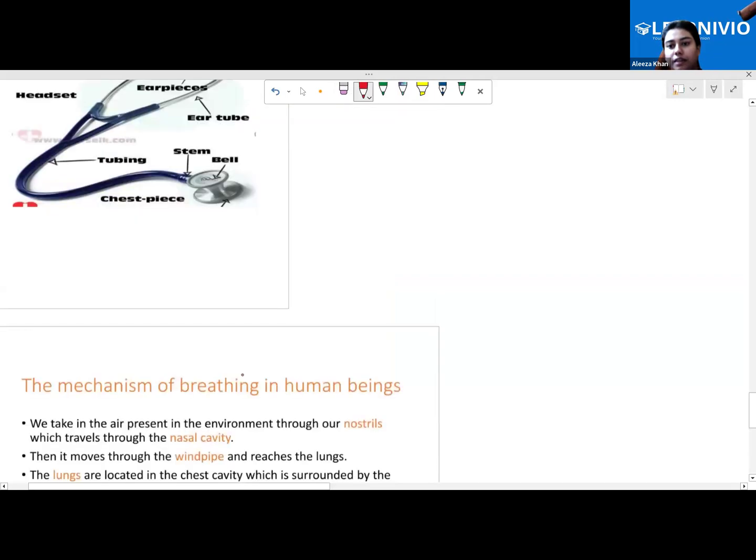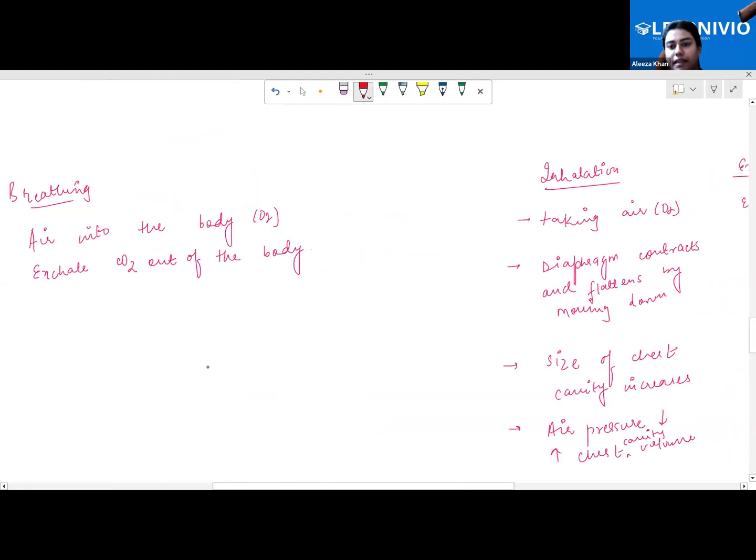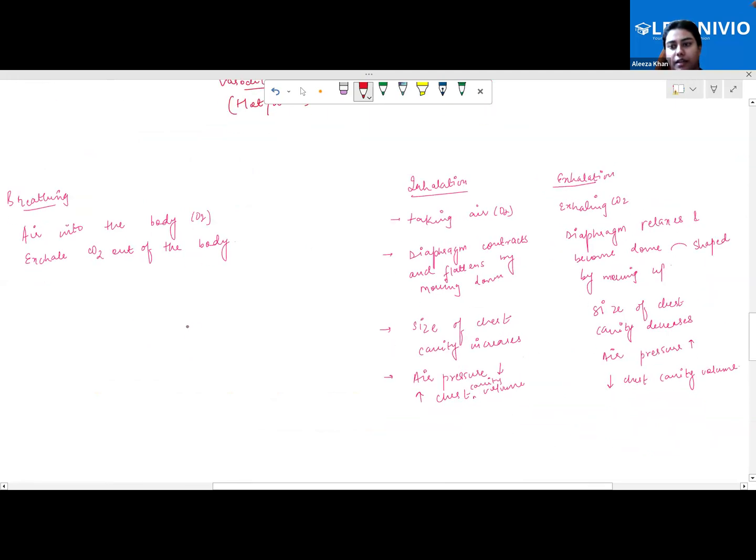So now you can write the difference. First write for breathing, and then for inhalation and exhalation. These are the points of difference. Ma'am, first I write about the breathing? Yes, you have to write about the breathing.